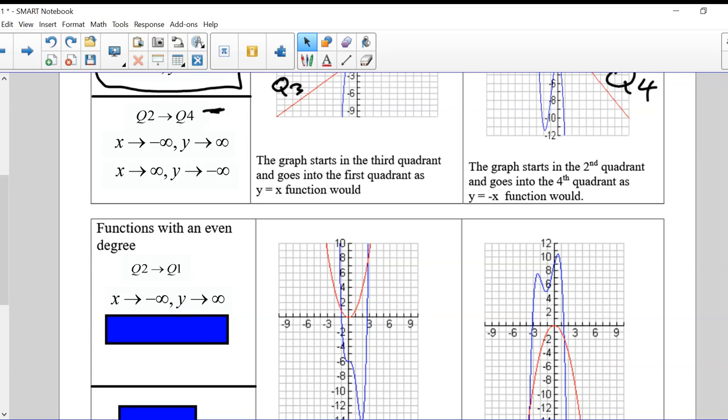So how do we know it's Q2 to Q1 again? Thank you, Kayla. I'm always going to thank people who ask questions. What I don't like is when people don't get it and they just sit there and don't ask. So Kayla, thank you very much for asking.